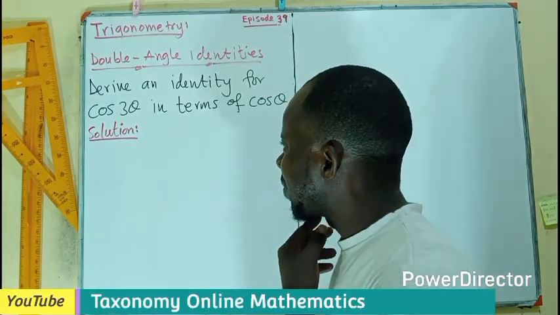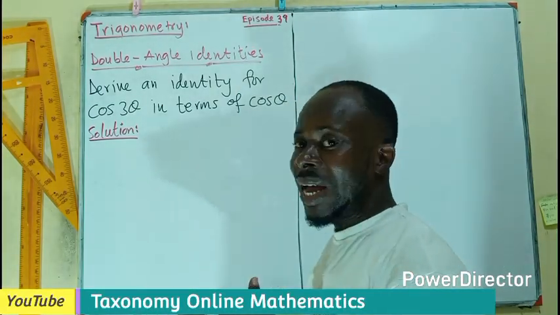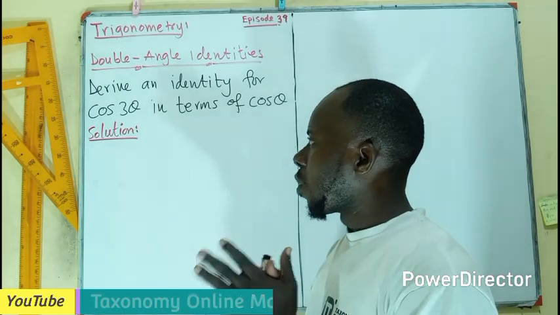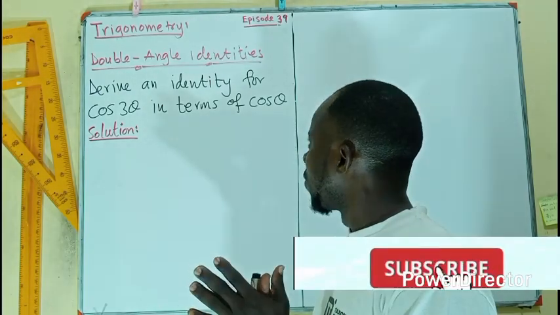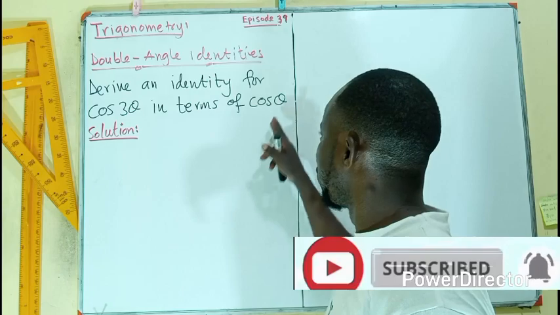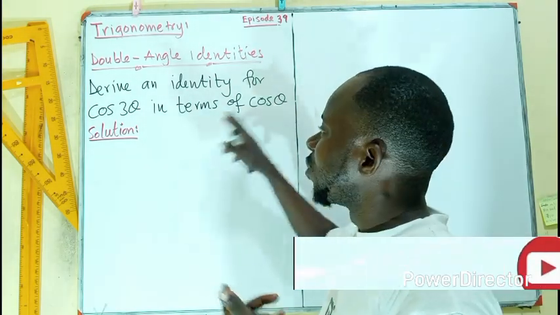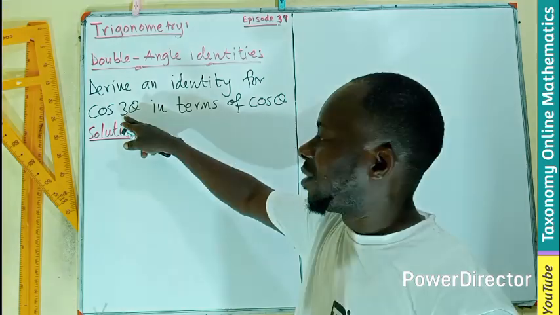Quick one on this. We are still on the double angle identities. So we are to derive an identity for cos 3 theta in terms of cos theta, meaning we don't want to see any value here apart from 1. That is, nothing should be there. So this is having 3.